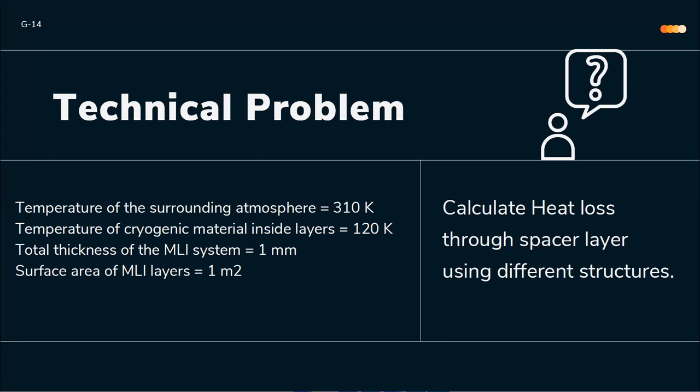We aim to optimize the heat loss by performing extensive heat transfer calculations on two different spacer structures: a diamond-like and a rectangular grid structure. Also, by varying different geometric parameters, such as the number of MLI layers or the number of diamond structures within a layer, we can further minimize energy loss.